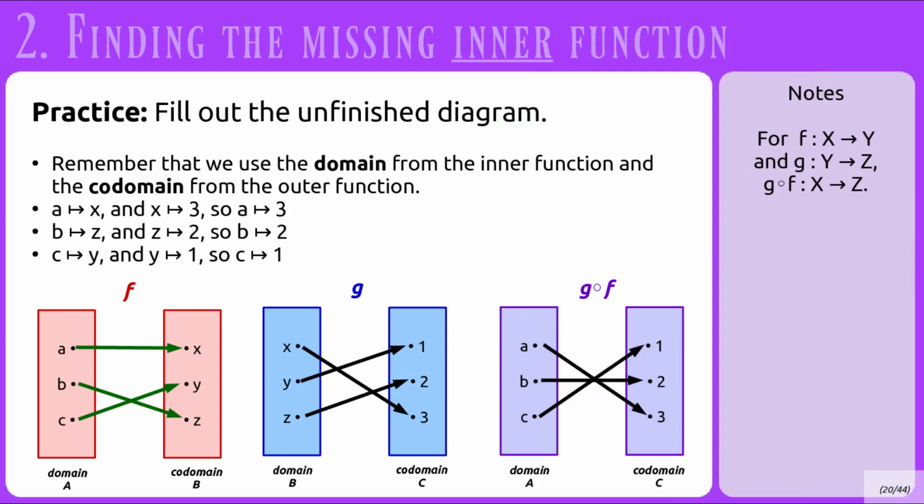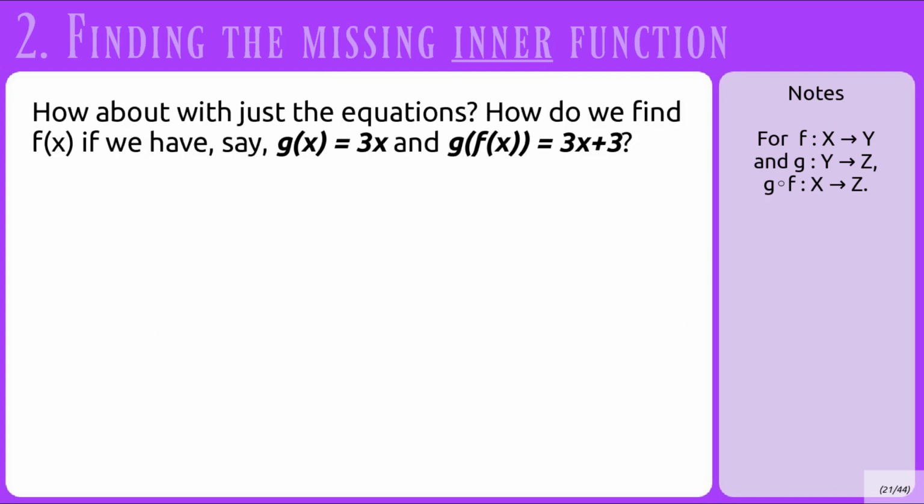So again, we can find the domain and codomain of f using information from g and g of f. And we can figure out the mappings for f by looking at g and g of f. In f, a maps to x, b maps to z, and c maps to y. How about with just the equations?